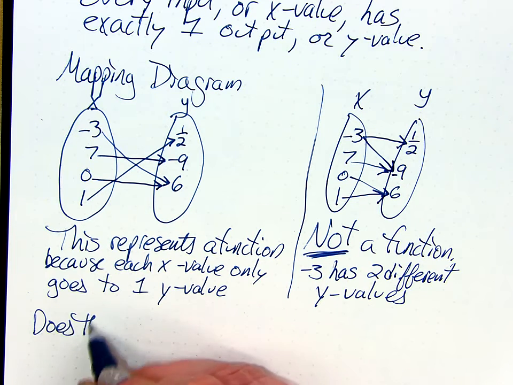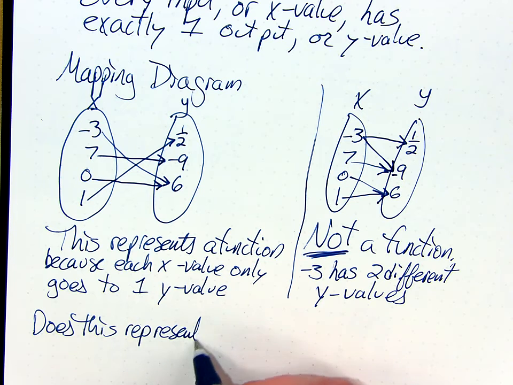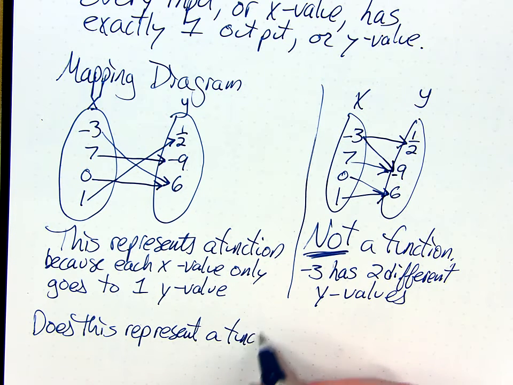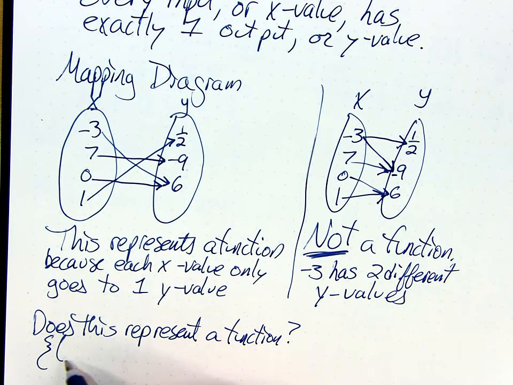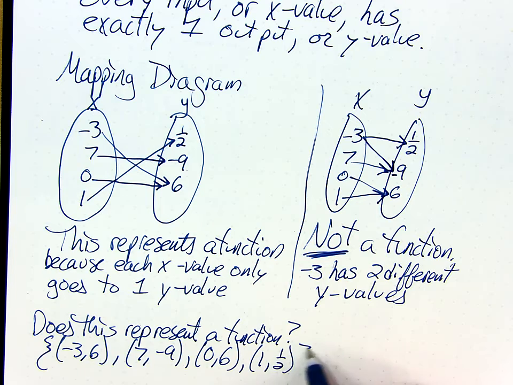Does this represent a function? And usually we'll put it, so I'll just list them. -3, 6, 7, -9, 0, 6, and 1, 1/2.